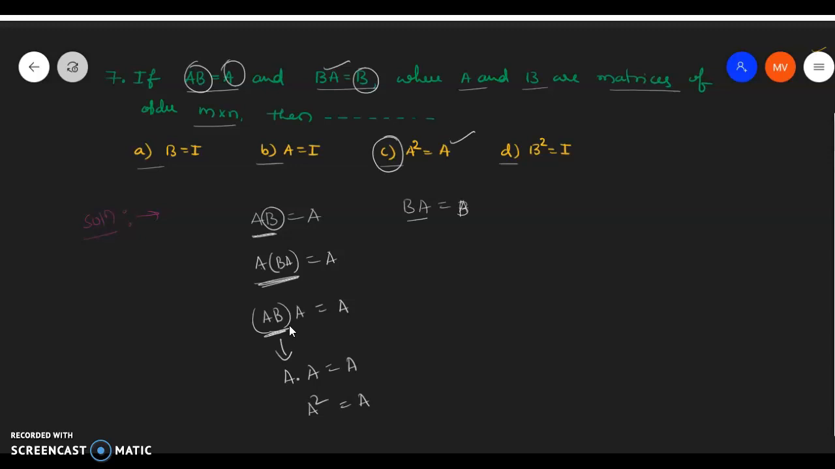Now if you use BA and B, you will get B square is equal to B. Since that is not given in my options, B square equal to B is not my option. So this is how we have to solve this interesting one.